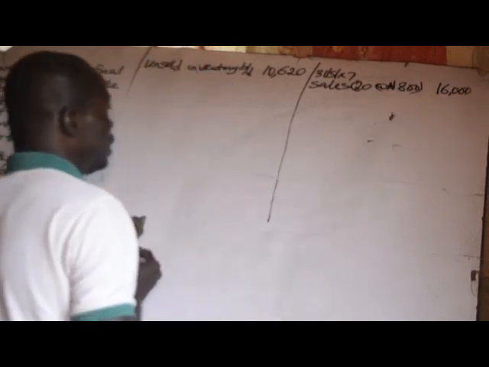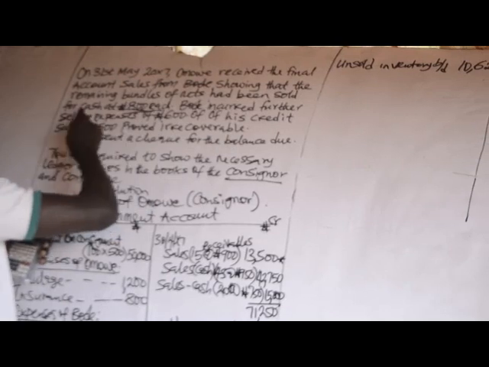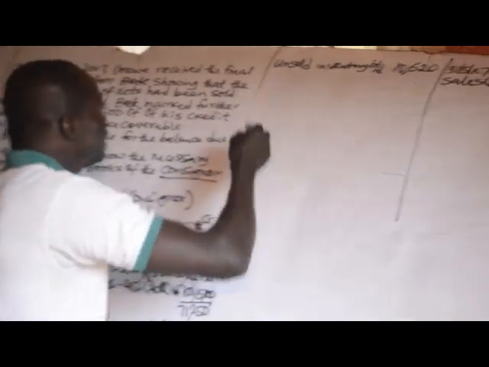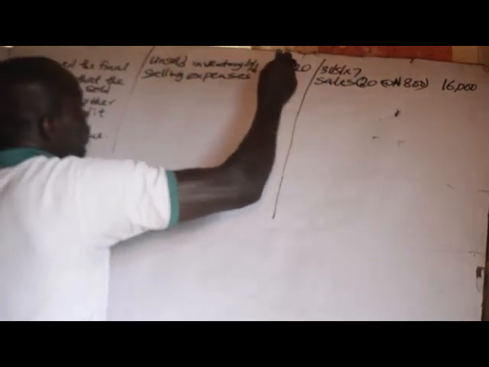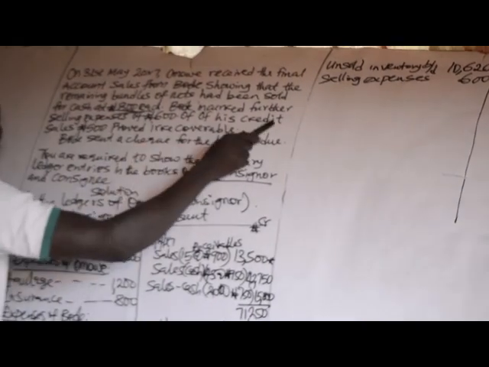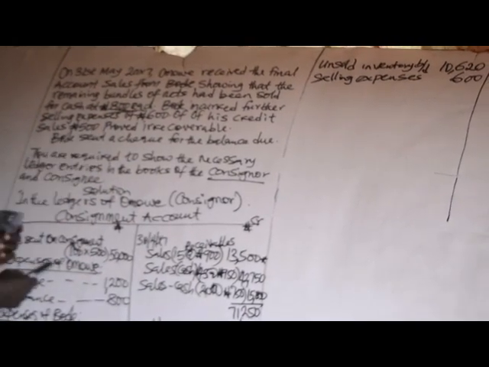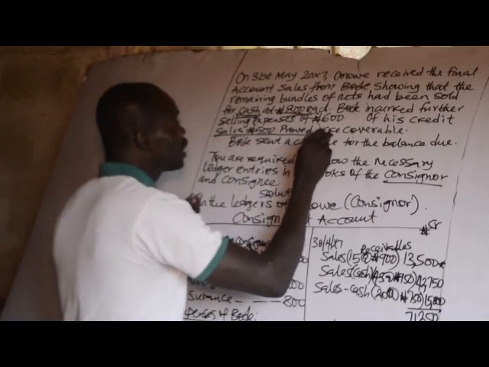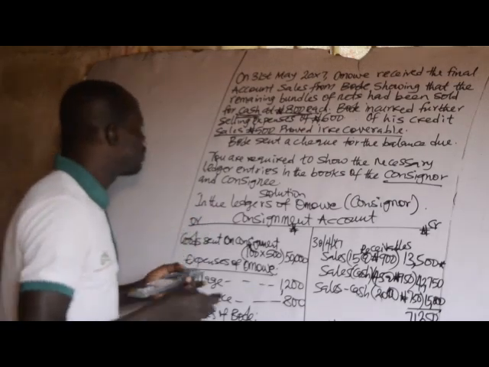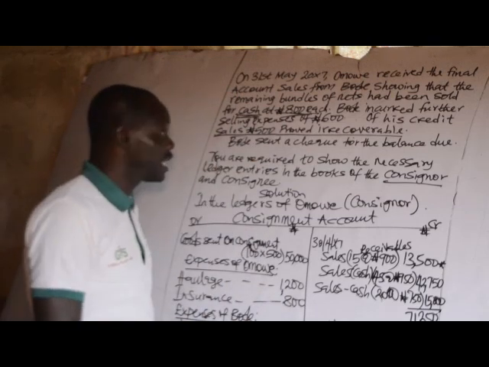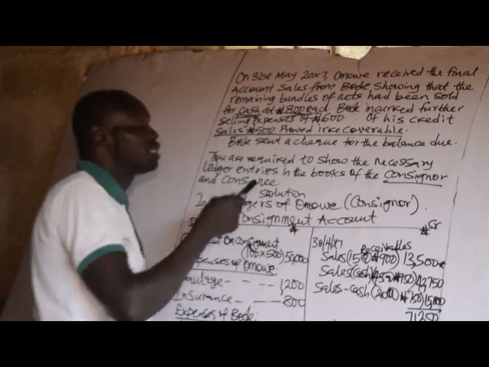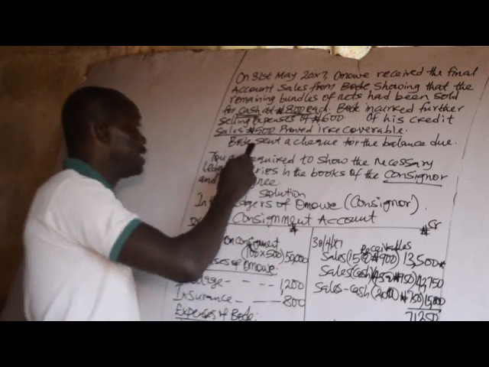20 times 800, 16,000. But they incurred further selling expenses of 600 naira. Then, back to the question, on his credit, 500 naira proved irrecoverable. That shows that Bode incurs a bad debt of 500 naira. Since Bode is a del credere agent, this bad debt will not need to be recorded as an expense. Since Bode will be receiving commission, so del credere commission.